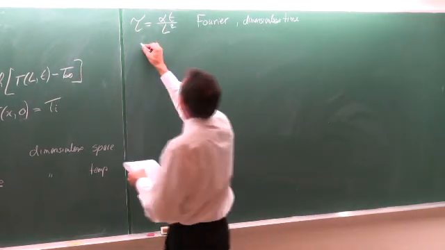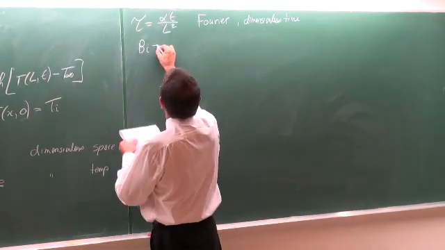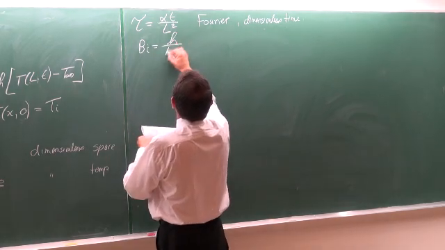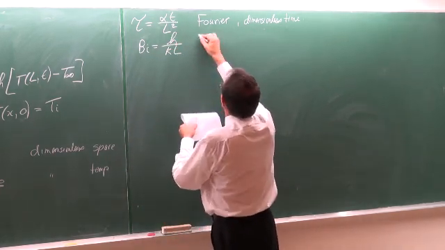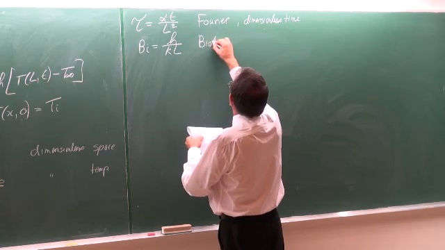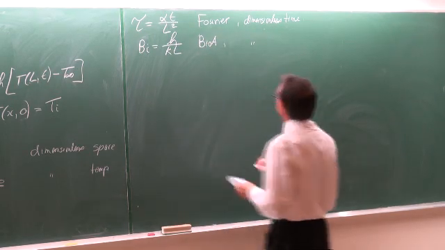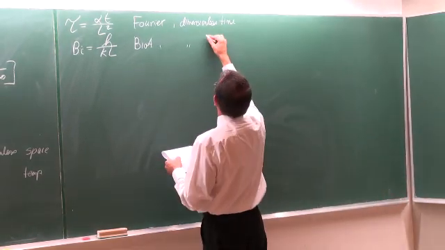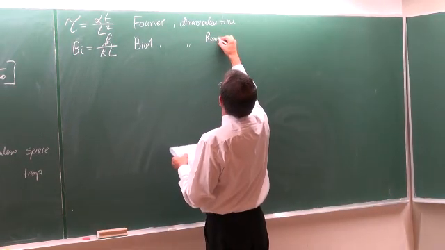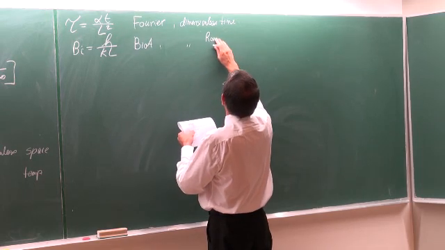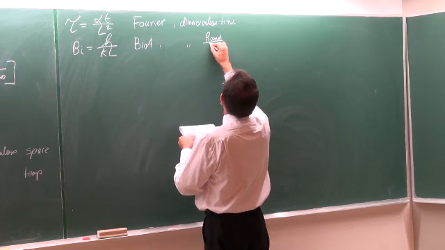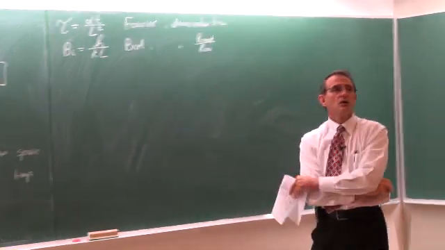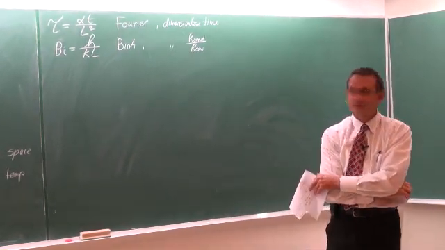And then the Biot number, which we've already defined, which is equal to hL divided by k. The Biot number gives us the dimensionless ratio of the resistance of conduction divided by the resistance of convection.